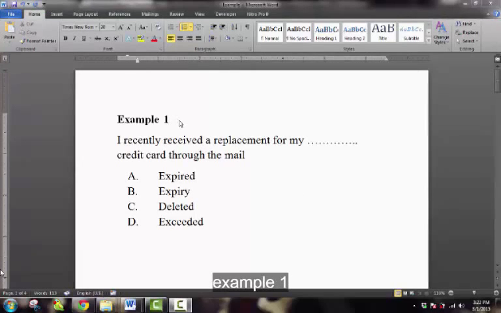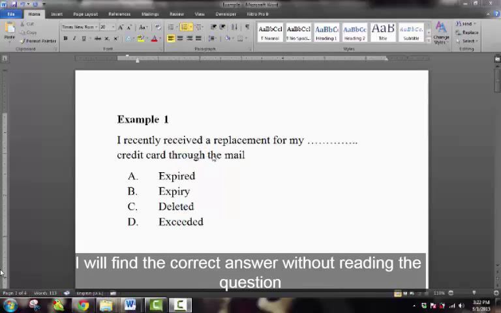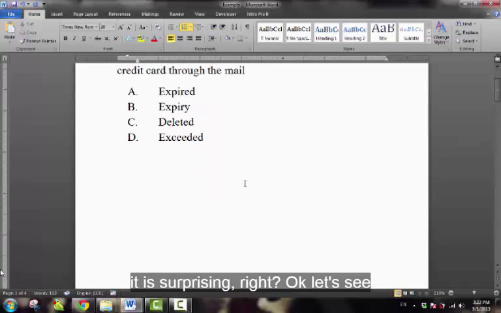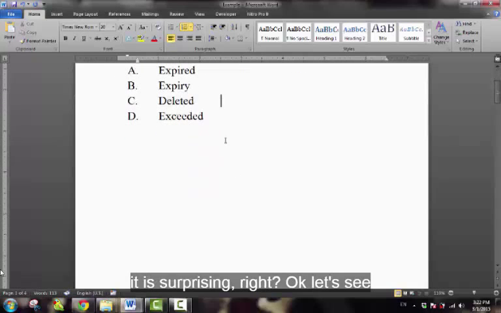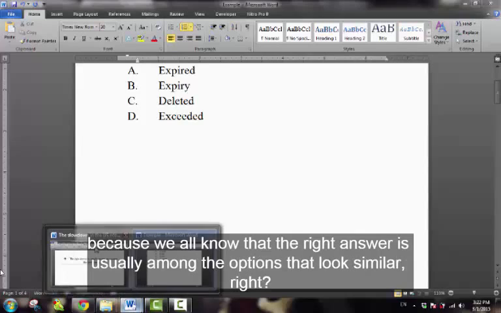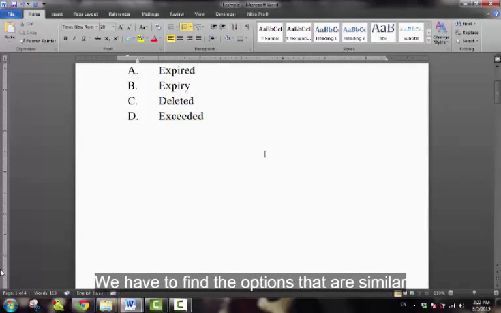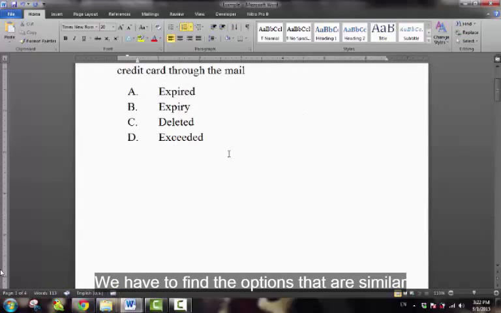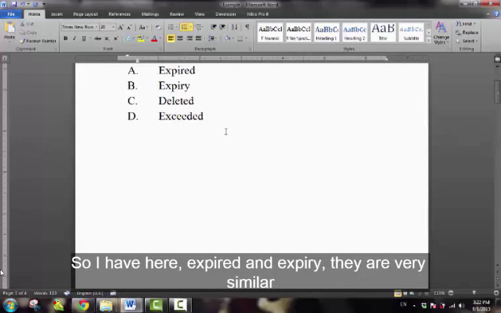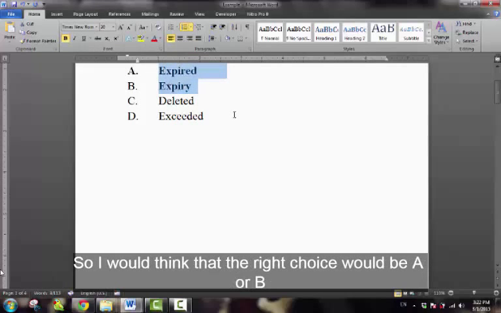Example 1. Oh, it's very interesting. I will find the correct answer without reading the question. It's surprising, right? Okay, let's see. Because we all know that the right answer is usually amongst options that look similar, what we have to do now is find the options that are similar. So I have here expired and expiry.